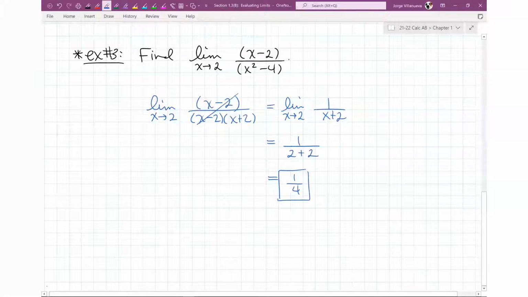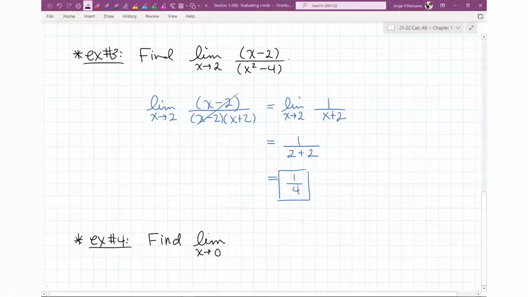Now, a technique that's a little bit more on the confusing side for a lot of people is rationalization. Rationalization is where you have to use square roots, cube roots, things like that. So let me show you an example like this. We're going to find the limit as x approaches 0 of the square root of x plus 1, minus 1, over x.